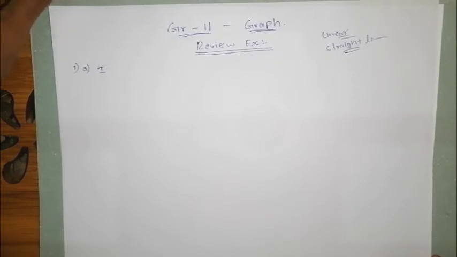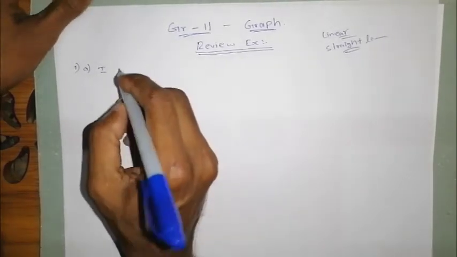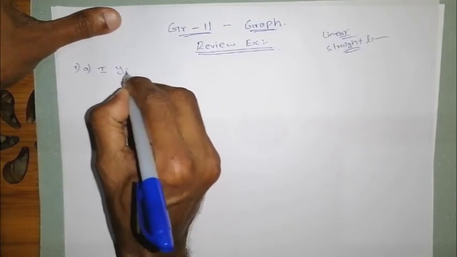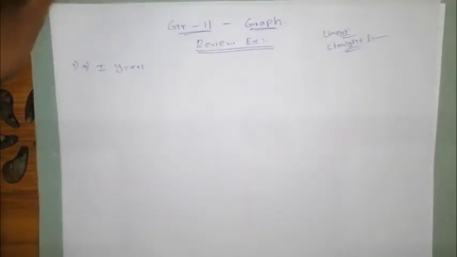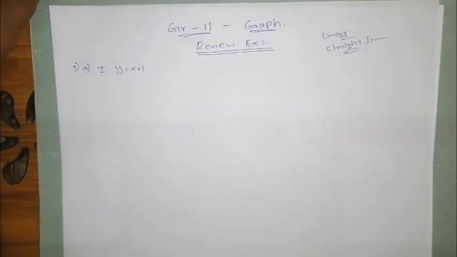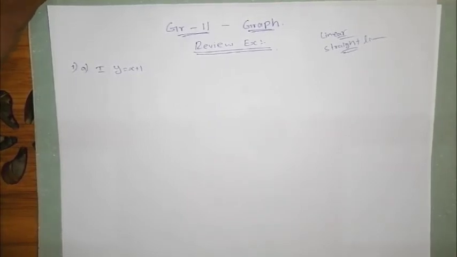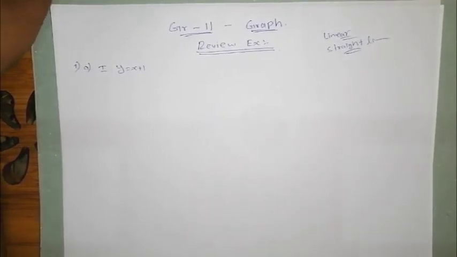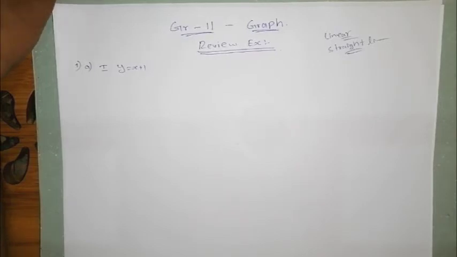So all four in one Cartesian plane. The first graph they gave is y equals x plus 1. They also gave some instructions for drawing: they asked to find the values of y corresponding to three selected values of x.